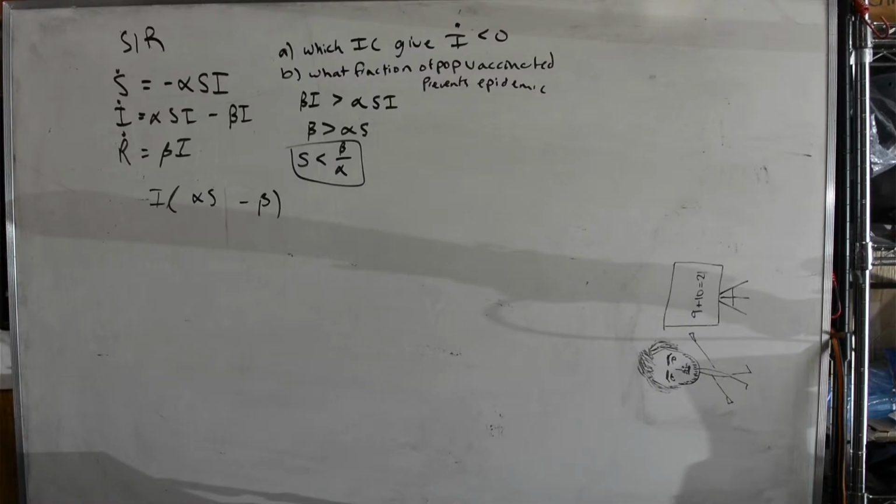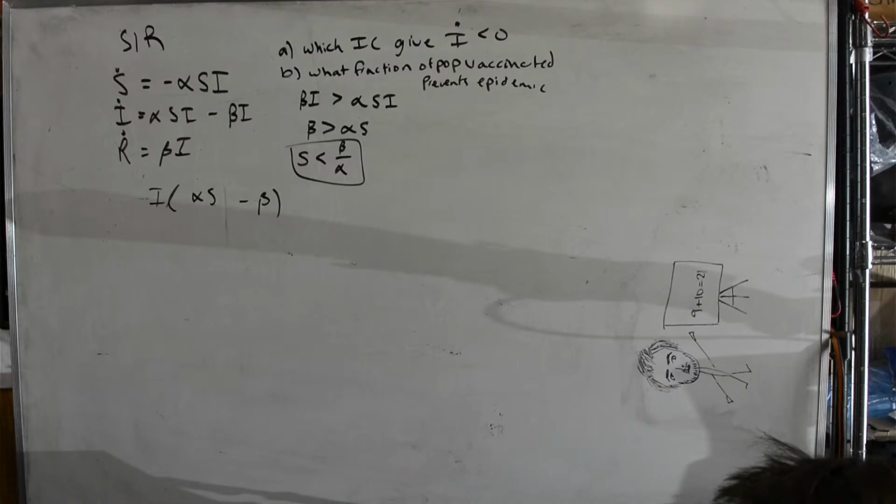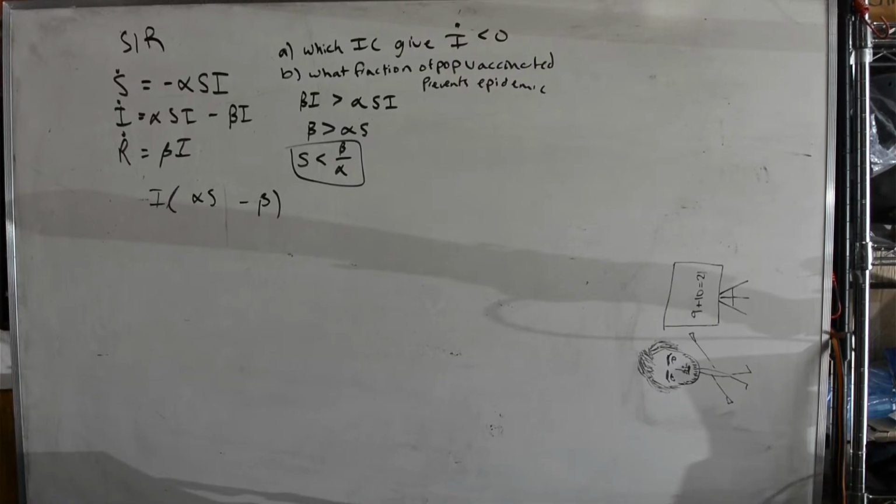Right, so if those infected people recover faster than more people can get infected, then it's just going to go to 0 before the susceptible actually grows. But now the question is, how do we? I don't even know what it means when they say for given values of alpha and beta, what fraction of a population must be vaccinated before a disease arrives?